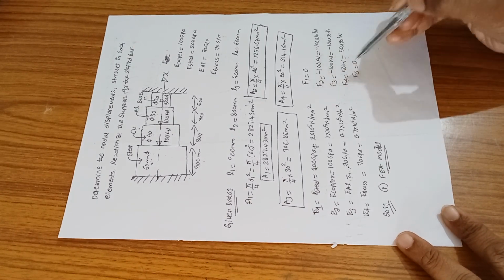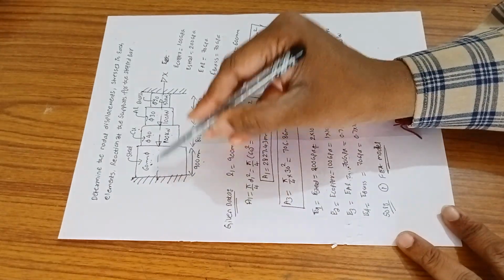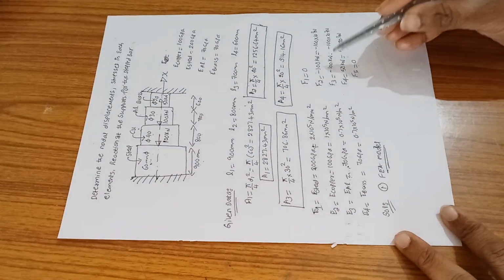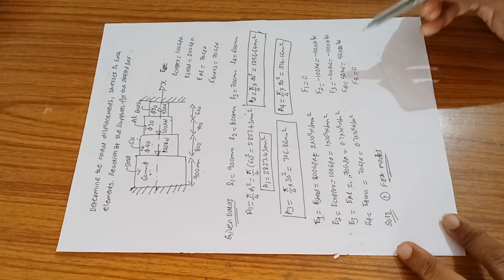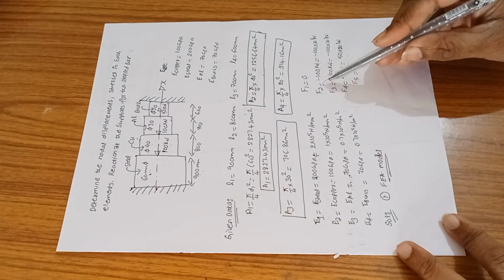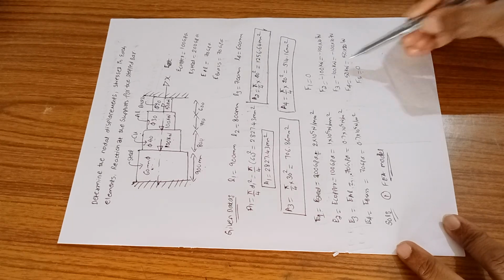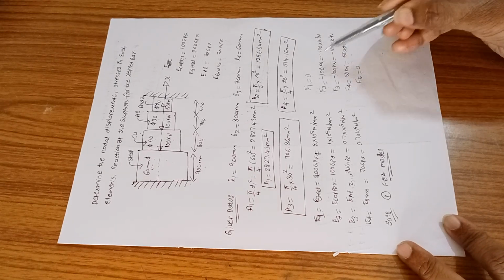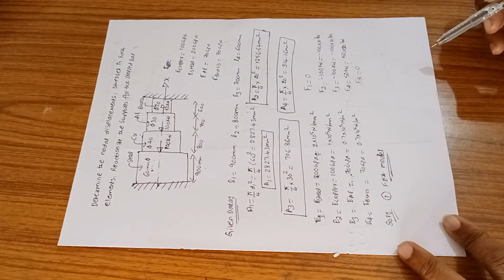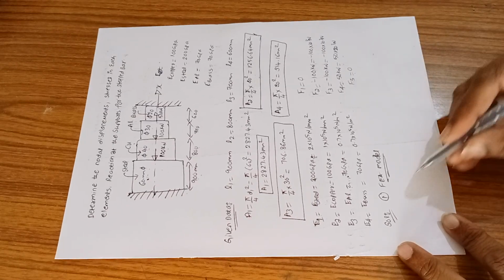And force at node 1 and node 5 will be equal to 0 because the nodes are fixed. So therefore the force acting at the respective nodes will be considered as 0. And at F2 and F3, the 100 kilonewton force is acting in the opposite direction. Therefore we can consider it as negative. And at F4, 50 kilonewton force is acting in the positive direction.